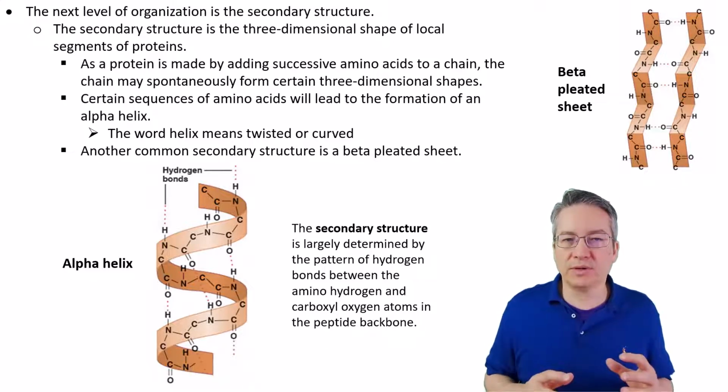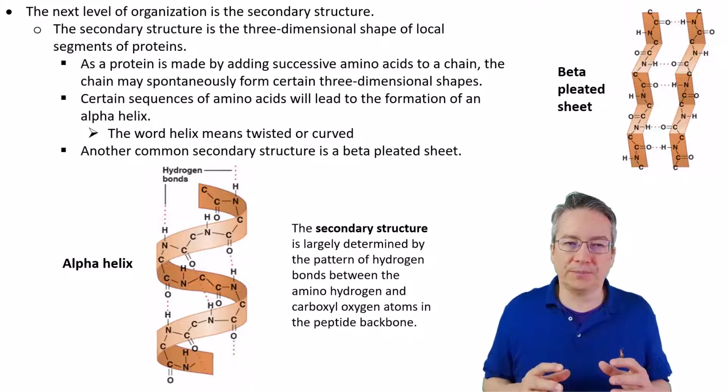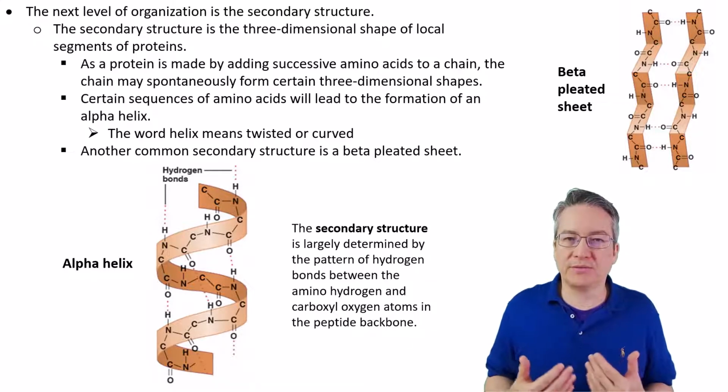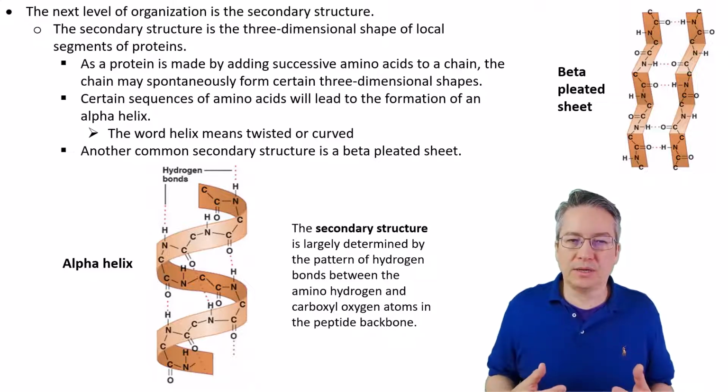Now that's one very common form of secondary structure, which is this alpha helix. It's found, of course, in human proteins. It's found in plant proteins. It's found in bacterial proteins. Very common structure.